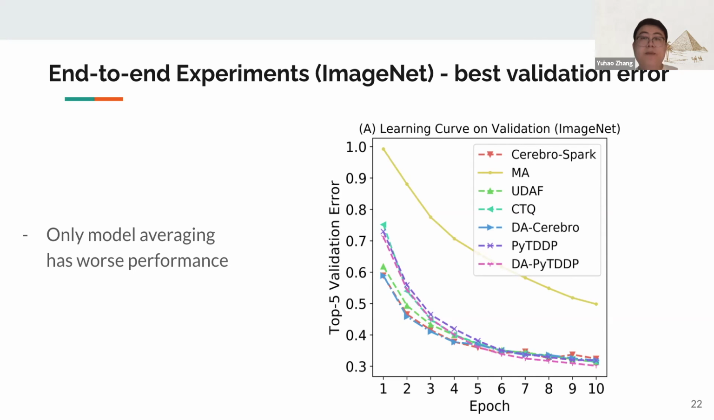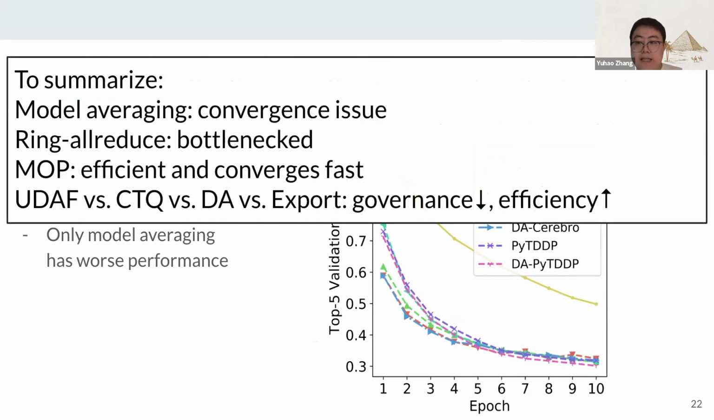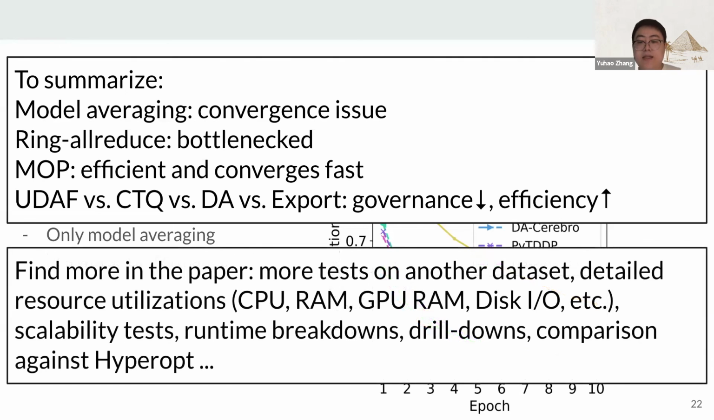To summarize here, model averaging has convergence issues, ring all-reduce is bottlenecked, and MOP is generally more efficient and converges fast. And in terms of the 4 approaches of MOP integration, we have a trade-off here. The less ease of governance, the better efficiency we get. You can find many more details and experiments in the paper.